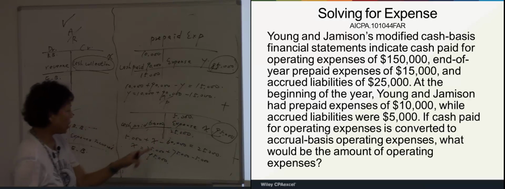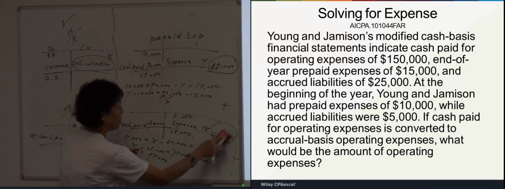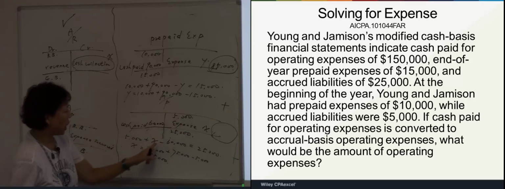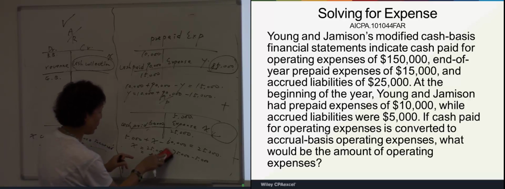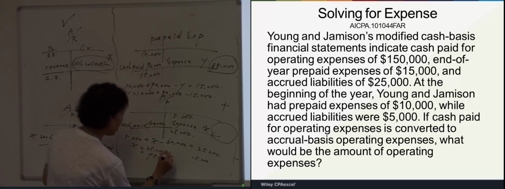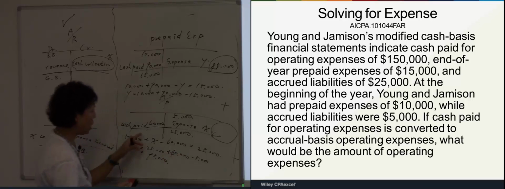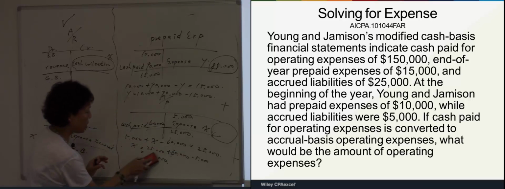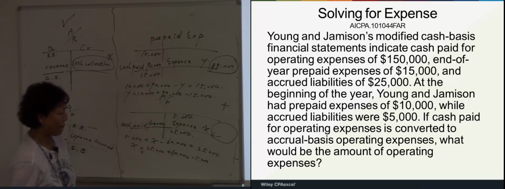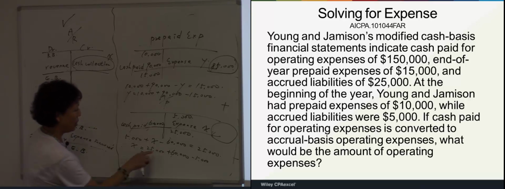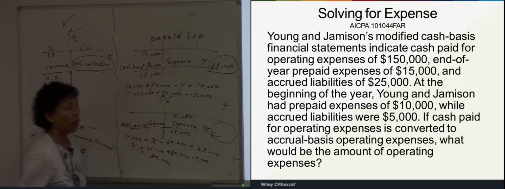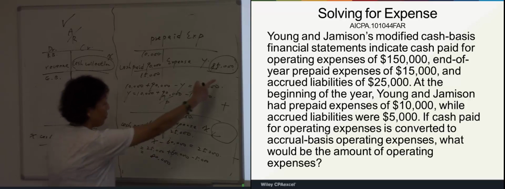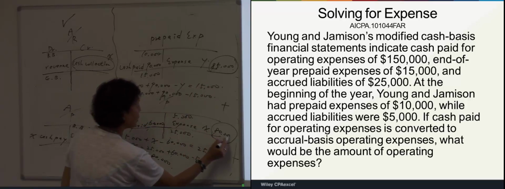Okay, 5,000 plus x minus 60,000 equals 25,000. And x equals 25,000 plus 60,000 minus 5,000. So how much is x? Is that 80,000? 85 minus 5,000, 80,000. Okay? So now we have 85 plus 80. How much is that?